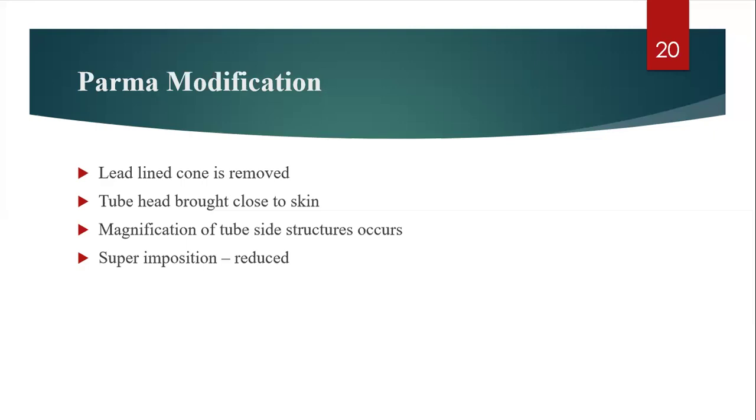Parma modification means it is a modification of the Parma projection. In this technique, the red line cone of the tube head is removed and the tube head is brought close to the skin of the patient. Therefore, magnification of the tube side structures occurs and the superimposition will be reduced in the final image.